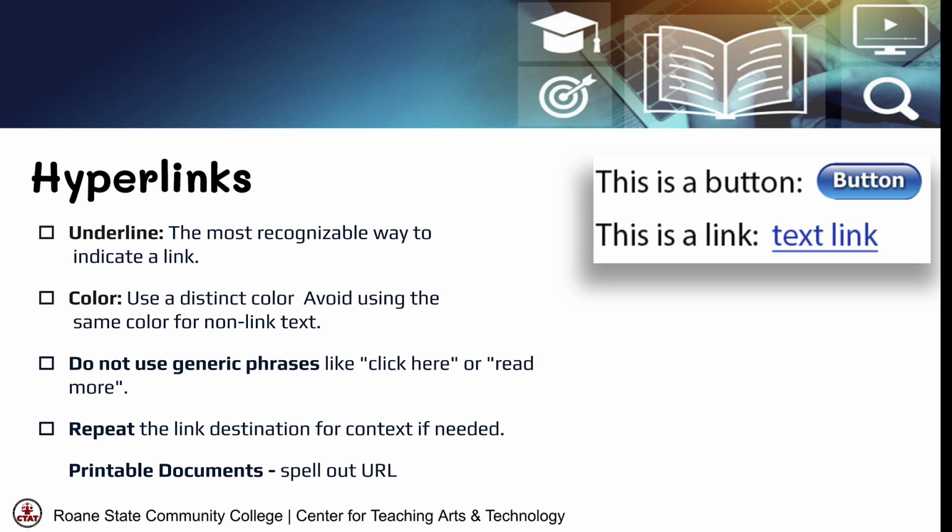And then in printable documents, you want to spell out the URL, because of course after they print it, they're not going to be able to click a link. Oftentimes you see folks put the link, but then in parentheses spell out the URL. So you want to come up with a style for that if you anticipate your user printing your document.